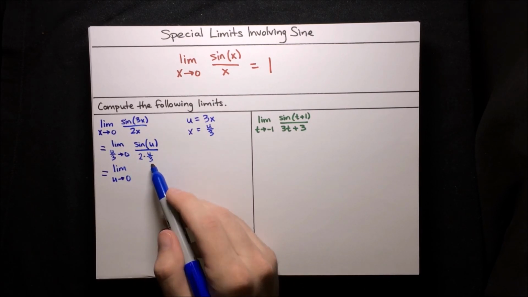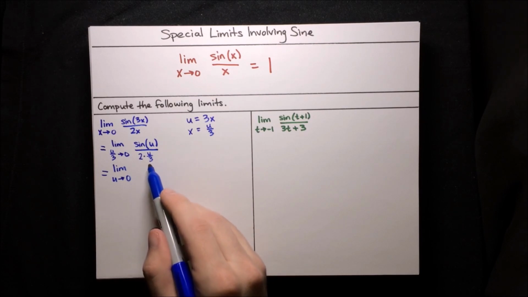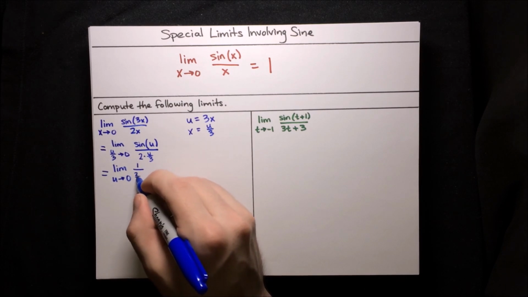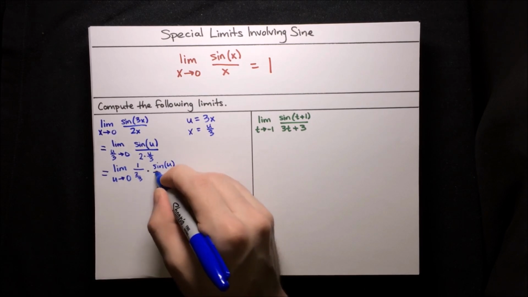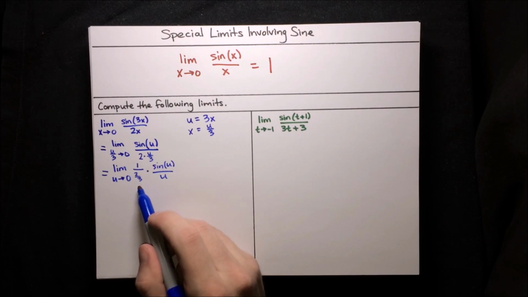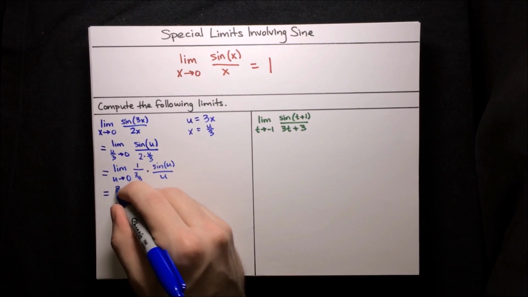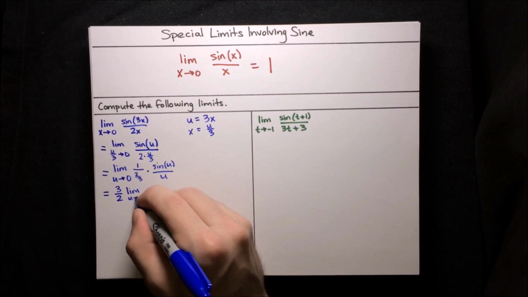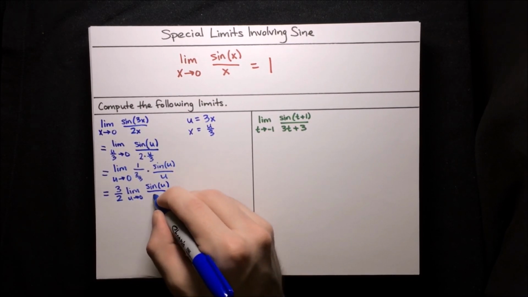Now let's go ahead and pull out whatever is multiplying the u on the bottom. We've got a 2 and then over 3. So this is like 1 over 2/3 times this fraction sine of u over u. Now 1 over 2/3 is just a constant, so we can factor that outside of the limit. 1 over 2/3 is just the reciprocal of 2/3, which is 3 over 2. So this becomes 3 over 2 times the limit as u approaches 0 of sine u over u.